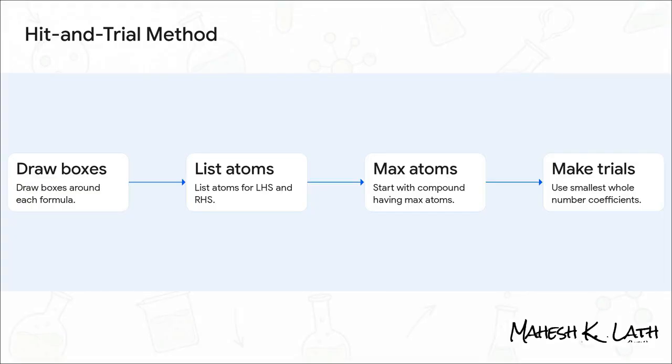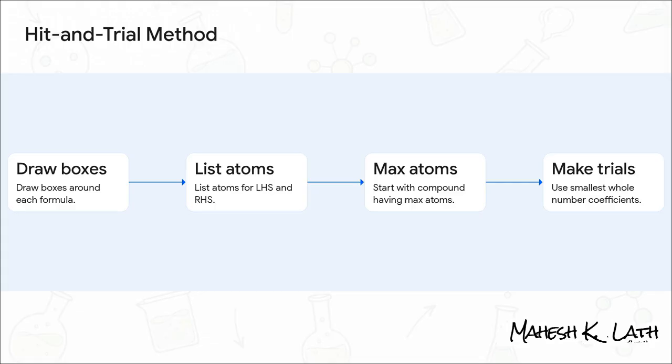Honestly, it's just like a giant accounting puzzle. Step one, we imagine drawing boxes around each formula. And this is super important because you absolutely cannot mess with the actual chemical formulas inside those boxes. You can't just magically change H2O to H2O4 just because you want more oxygen. Instead, we list out our atoms, find the compound that has the most atoms to start with, and we just start testing things out.